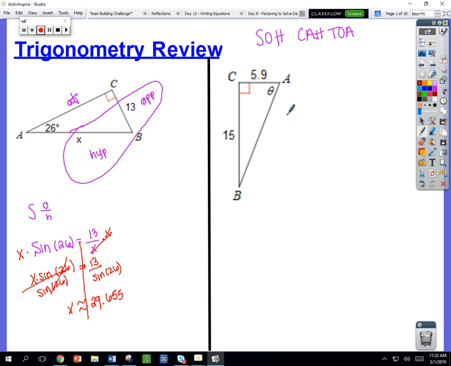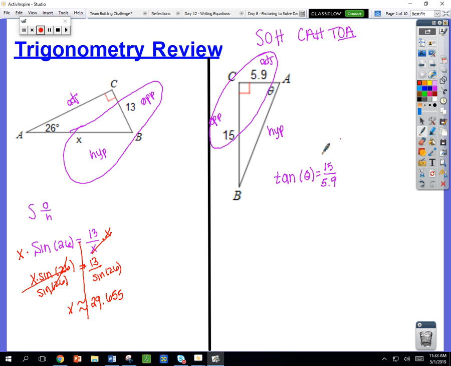So same thing here. I'm going to go ahead and label O, H, and A. So opposite, adjacent, using this angle, opposite, adjacent, hypotenuse. And this time they gave me these two sides and want me to find theta, but that's using opposite and adjacent. So I'm going to use tangent because TOA, opposite and adjacent. So tangent of the angle, see this time I don't know the angle, so I'm going to use theta, equals opposite 15 over adjacent 5.9.